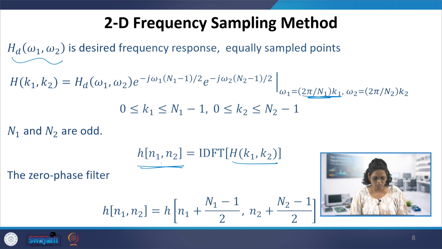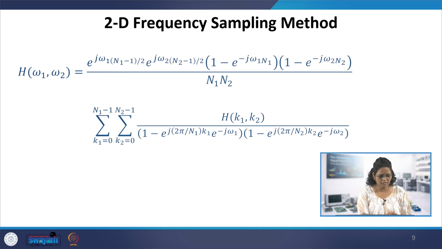That is the case of fewer independent terms. So h of n1 comma n2 is equal to h of n1 plus n1 minus 1 by 2 and n2 minus 1 by 2. So if we make these coefficients equal, then we can have the zero phase filter. We had seen this with one example of the window method or 1D. So we also had the 2-fold symmetry, 4-fold symmetry and 8-fold symmetry. Likewise, if we have these coefficients equal, then the linear phase of the filter can be obtained.